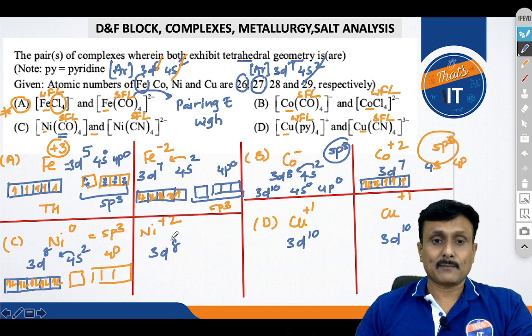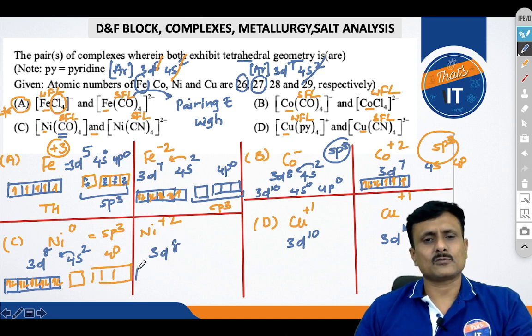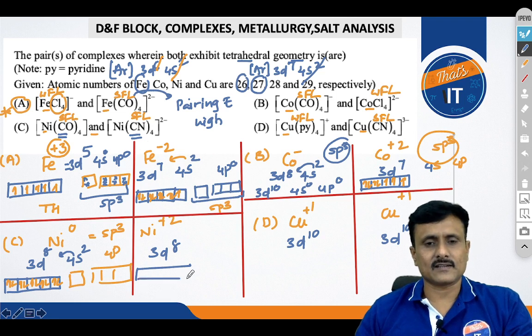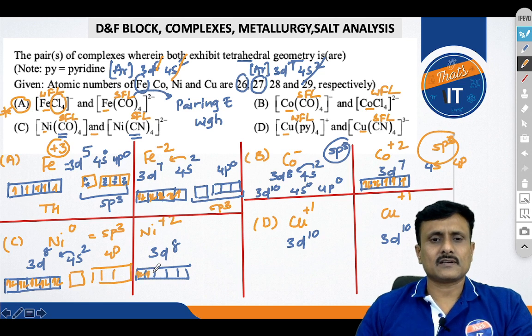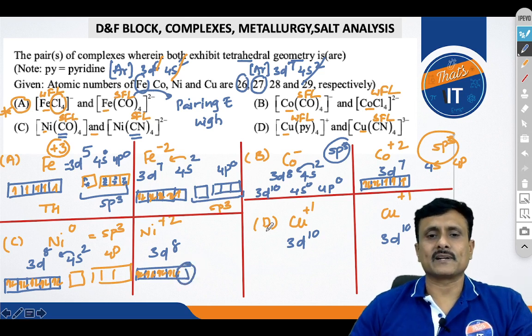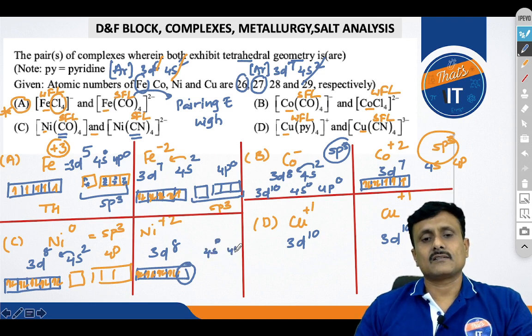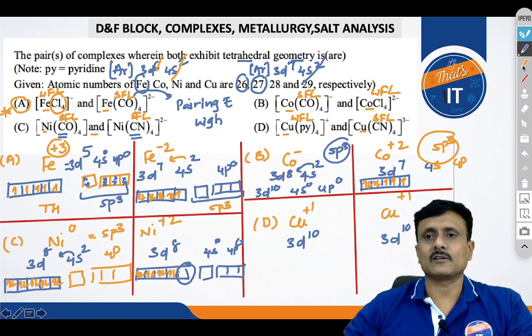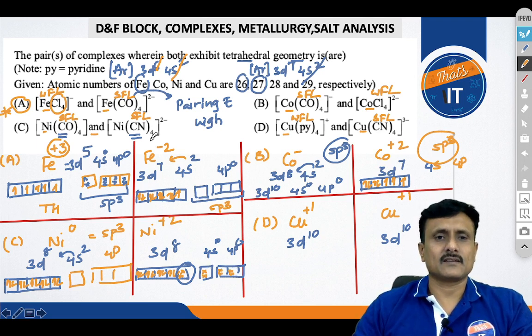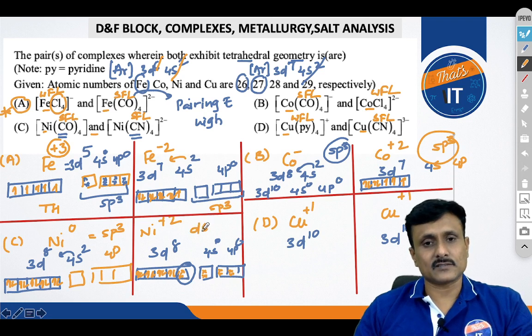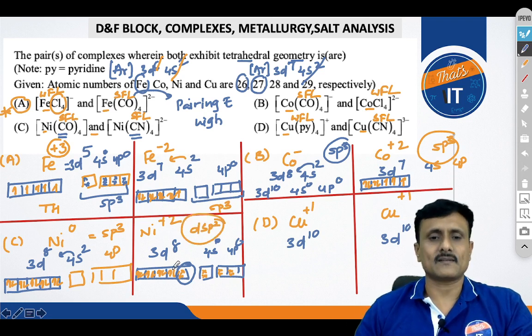You can see Ni2+, that means you have only 3d8 electrons. So what will happen if you take the strong field ligand, that is cyanide ion? The pairing will take place. So when pairing occurs, you can see that there is one s orbital and one d orbital from the inner shell vacant. Therefore it will take the dsp2 hybridization for the filling of electrons by the strong field ligand. So the hybridization of nickel tetracyanide is actually dsp2. If it is dsp2, then the geometry is what? Square planar.